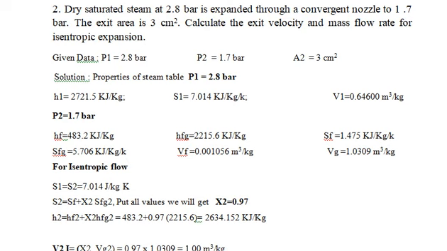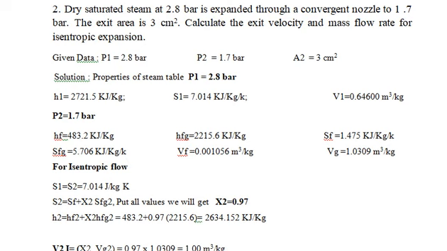Again, this numerical belongs to the nozzle, the convergent nozzle, because nozzles have three types: convergent, divergent, and then convergent-divergent nozzle. The dry saturated steam at 2.8 bar is expanded through the convergent nozzle to 1.7 bar. 2.8 bar was the starting pressure, and the final pressure is 1.7 bar. The exit area is 3 cm square, and you have to find the exit velocity and mass flow rate for the isentropic expansion.